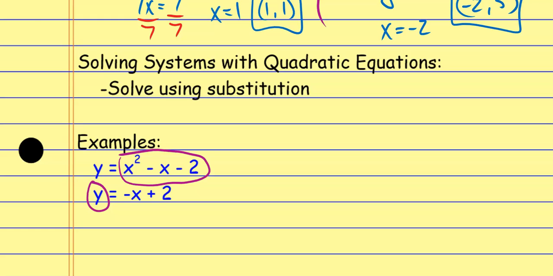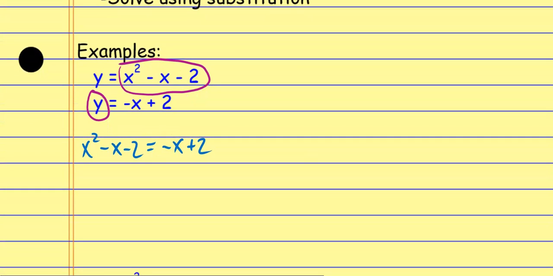So here's what that looks like. If I plug that in for y in the second equation, that gives me x squared minus x minus 2 equals the negative x plus 2. Well, now I can go ahead and solve this thing. I can solve for what's left. I can solve for the x.